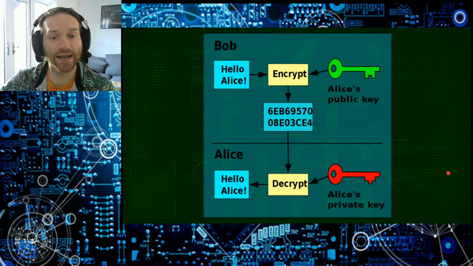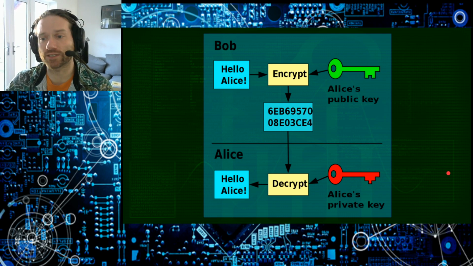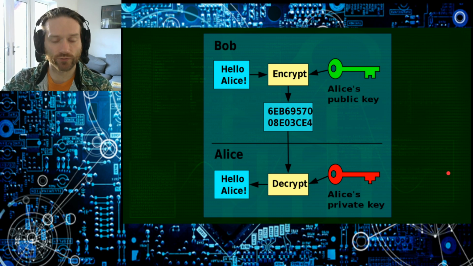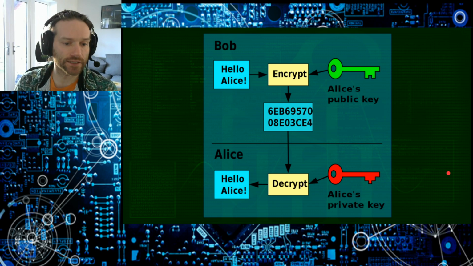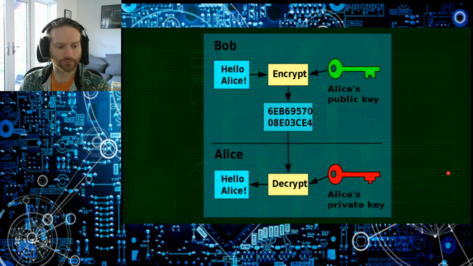Okay, obviously if Alice wants to send a message back to Bob, well, you tell me, if Alice wants to send a message back to Bob, what's the process that Alice goes through to ensure that only Bob can view the message? Post it in the chat.